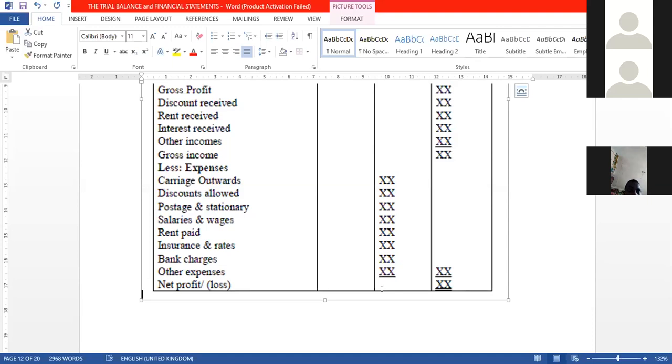Sometimes they may have bought some shares in a company like Safaricom. At the end of the year, Safaricom will declare dividends, and therefore the company will receive what? We receive dividends, and those dividends become a part of what? Income. They become a part of income.